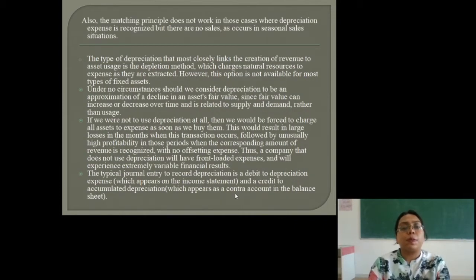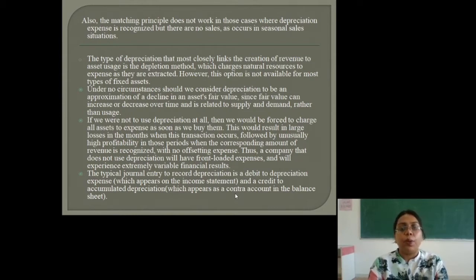Also, the matching principle does not work in those cases where depreciation expense is recognized, but there are no sales, as occurs in the seasonal sales situation. So, this principle does not work in those conditions where depreciation expense is recognized but there are no sales, like seasonal products.